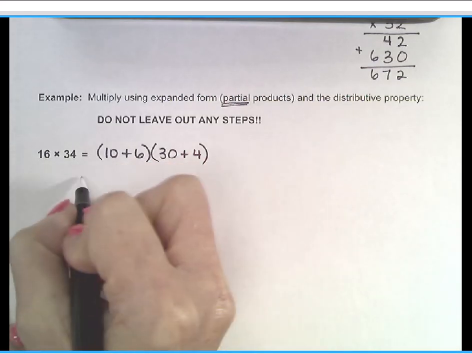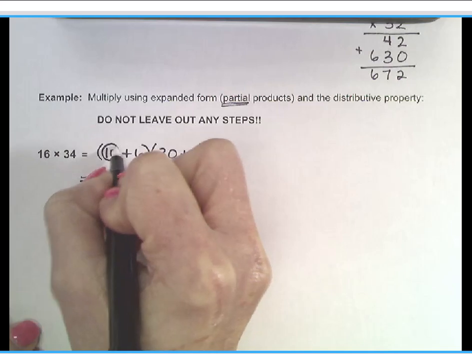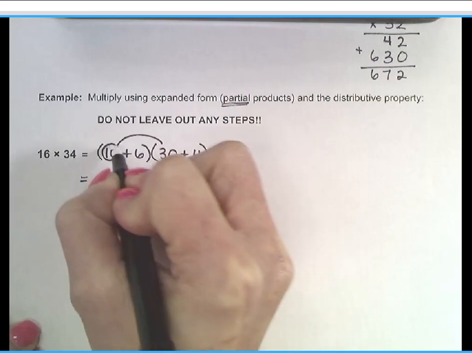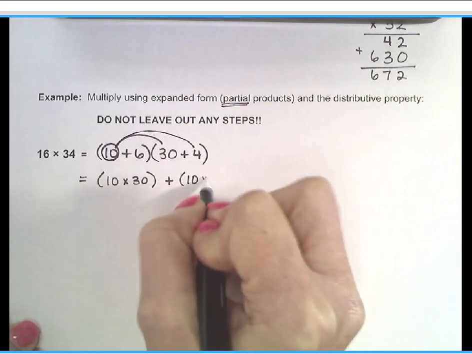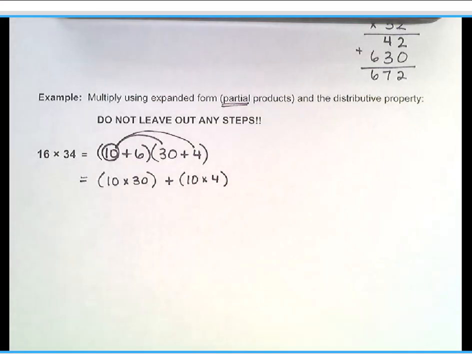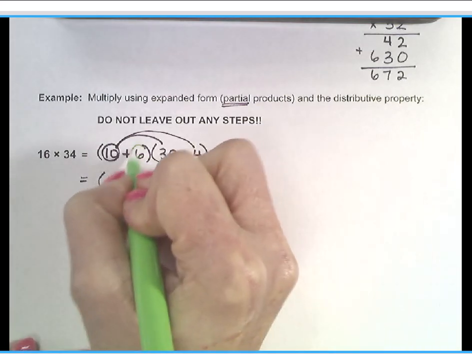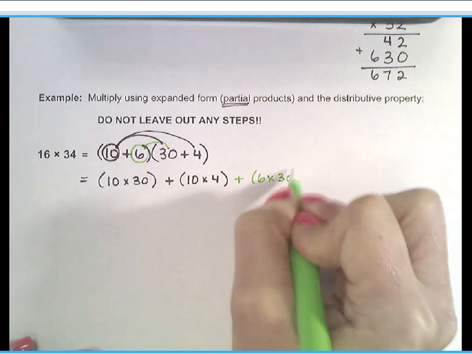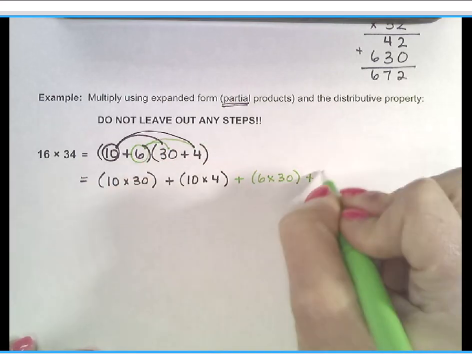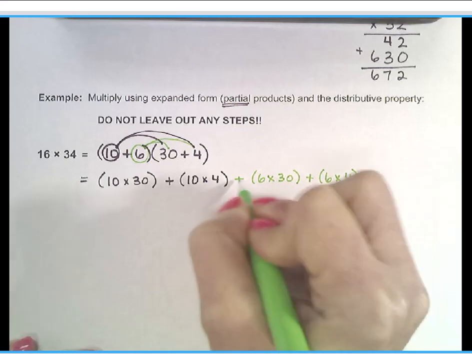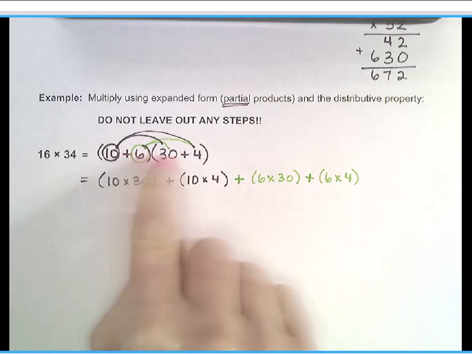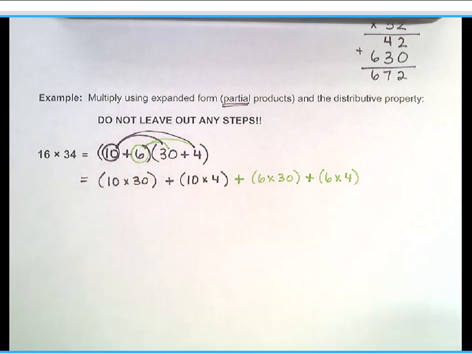Okay, so I'm going to start by distributing the 10. I'm going to do 10 times 30. And then I'm going to do 10 times 4. And then I'm going to do this in another color. I'm going to distribute my 6. 6 times 30. And then 6 times 4. So you see how everybody's taking a turn getting distributed to the other guy in parentheses? So the 10 gets distributed to the 30 and the 4, and the 6 gets distributed. And what you end up with is like 4 really small problems.